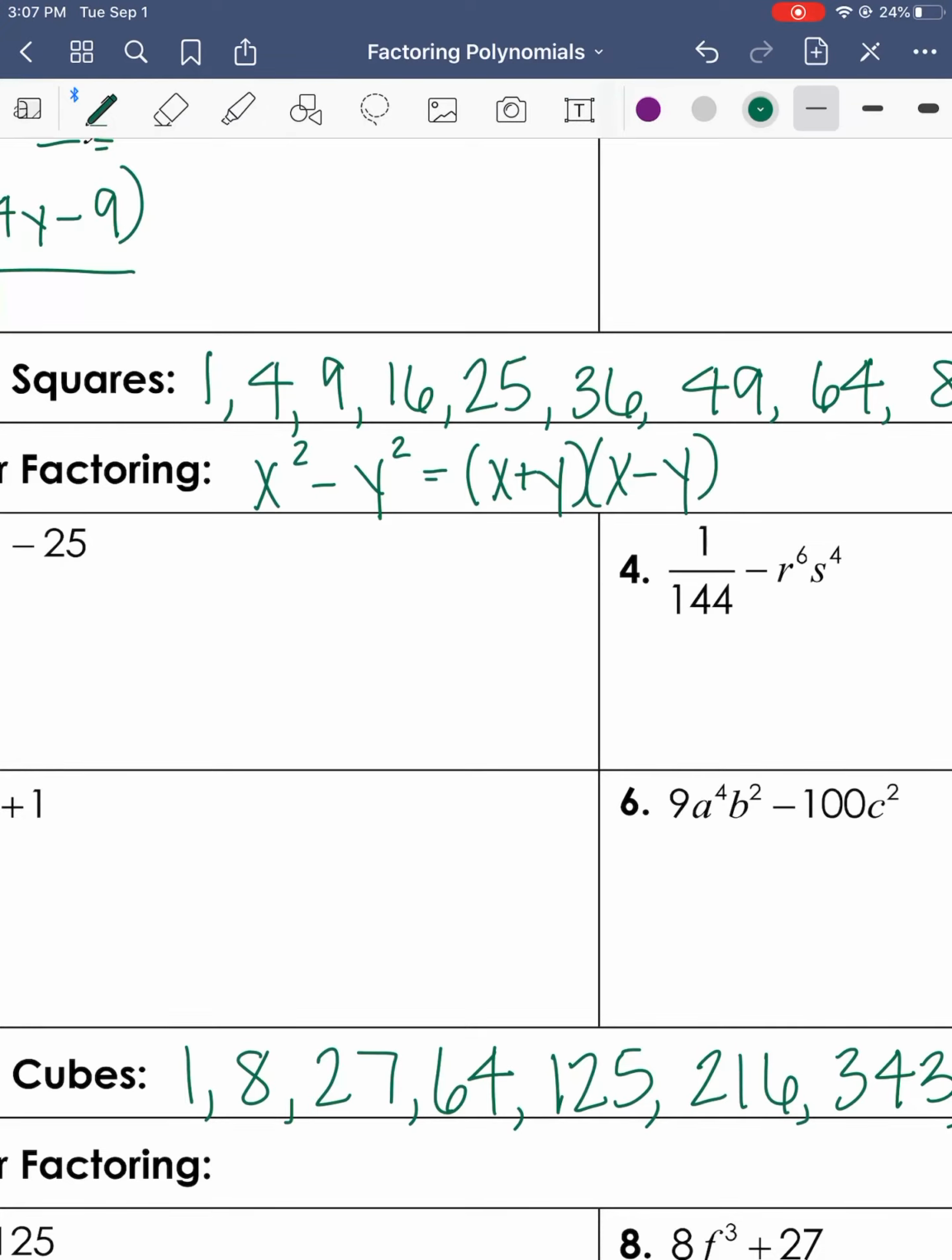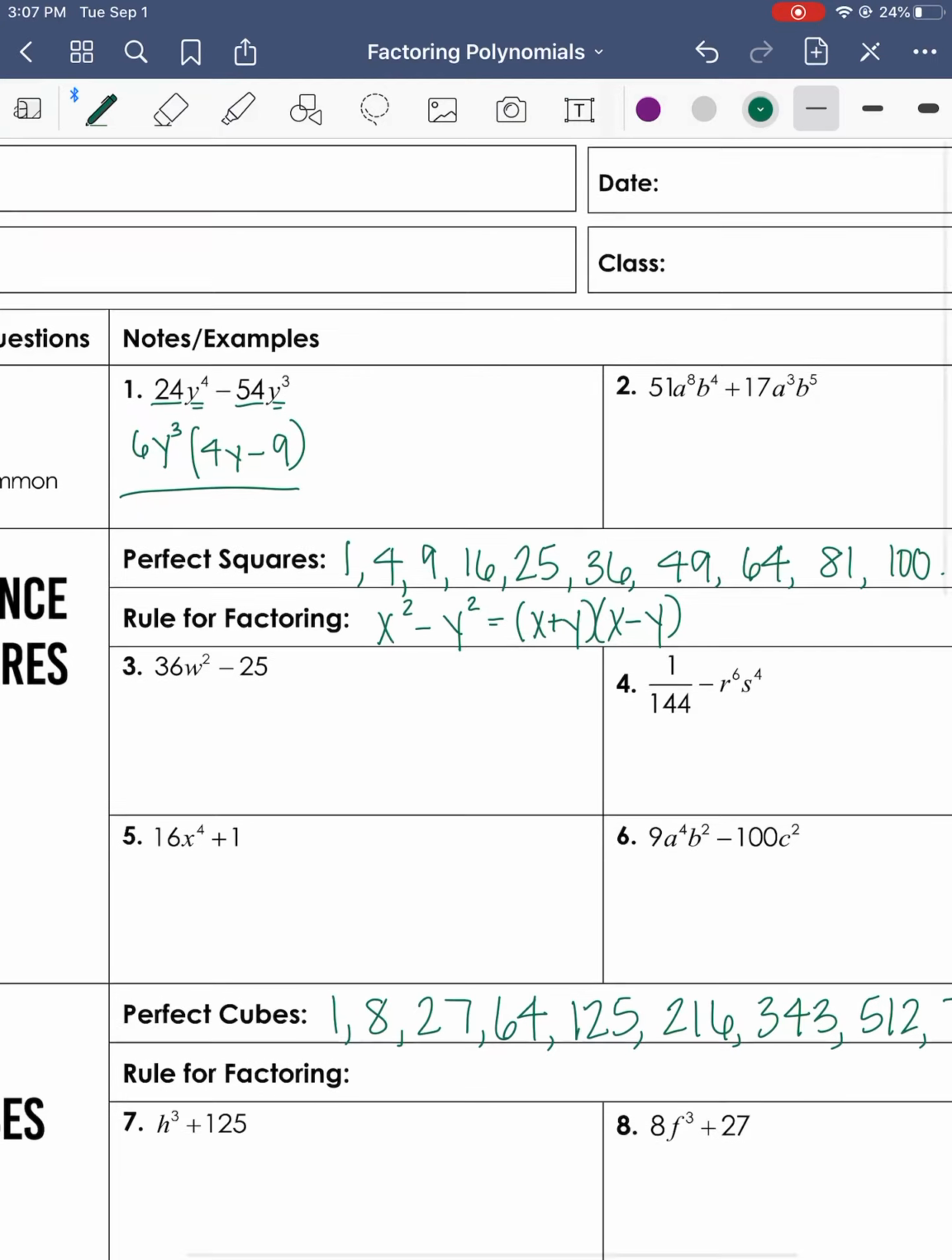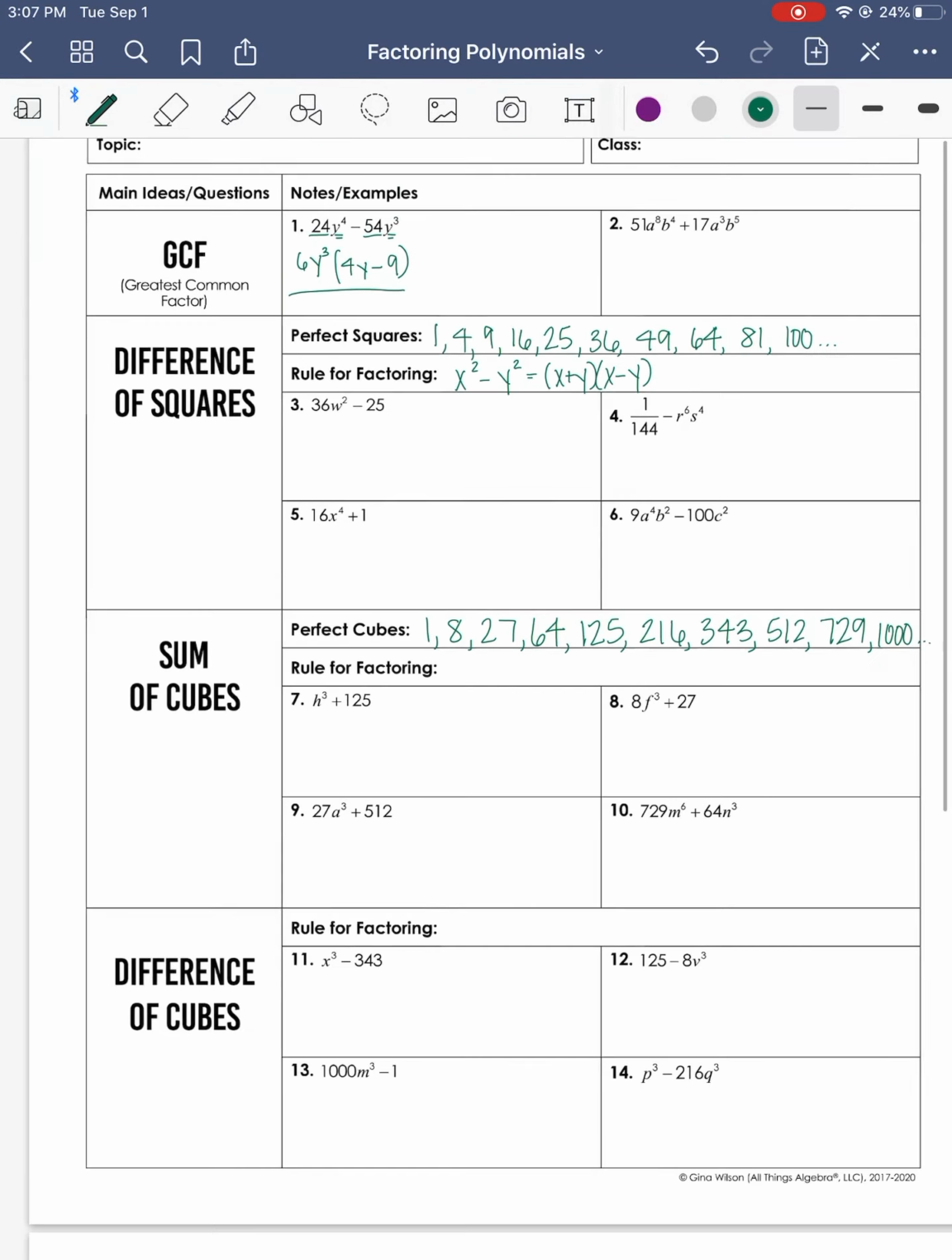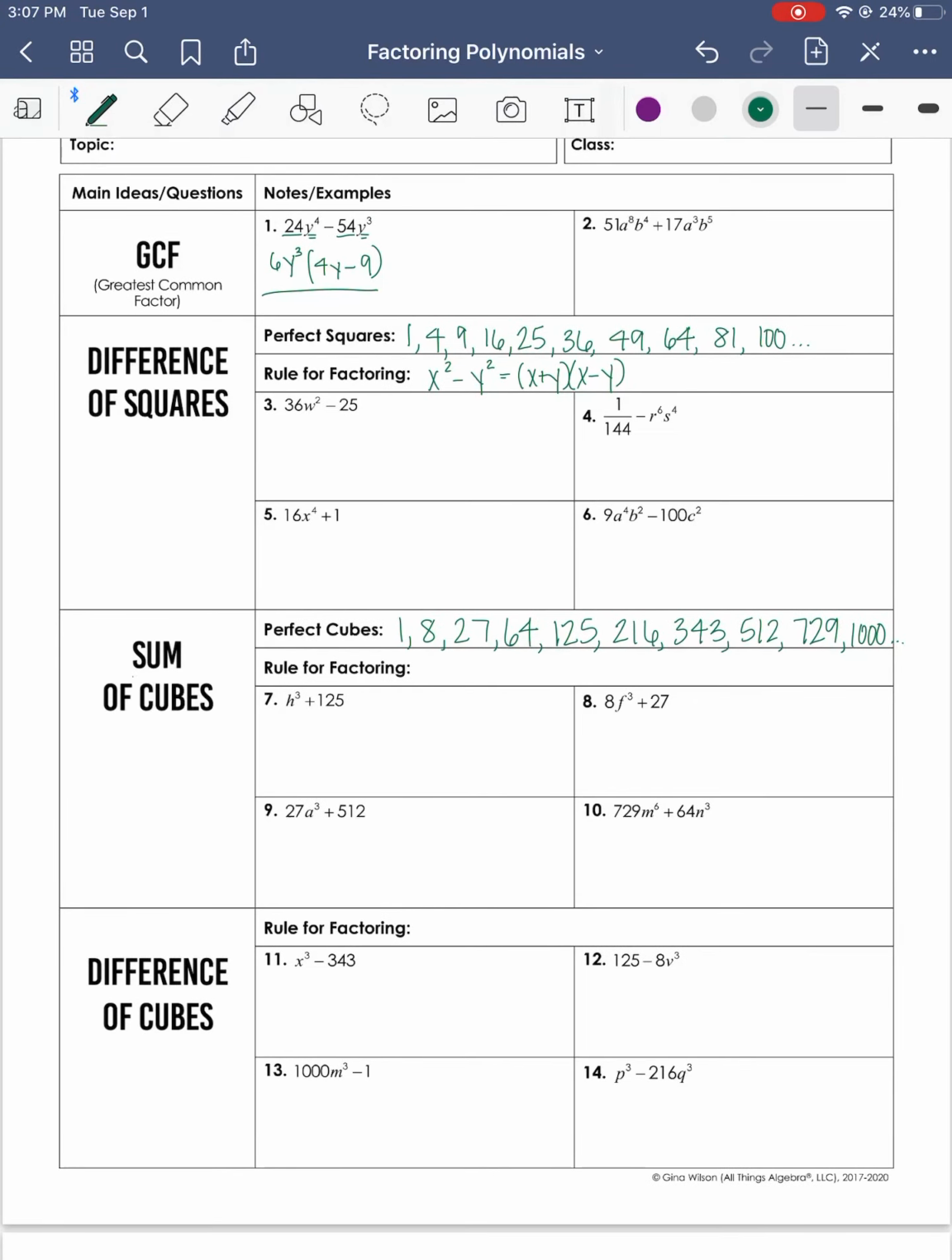So you just take the square roots of each of those terms. You're adding and subtracting them, and then you're multiplying those terms together. Pretty simple. Okay, so here you have a sum of cubes and a difference of cubes. So it does look slightly different for each of these. If you have perfect cubes that are being added together, you're going to use this first one. If you have one cube that's being subtracted from another, then you're going to be using the second method.